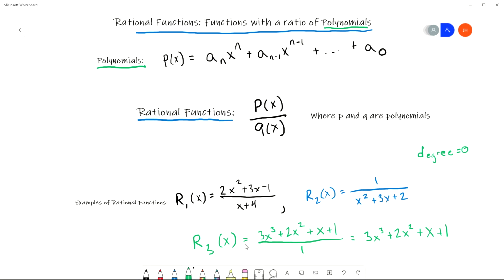And my third example that I want to give you guys, this one here, 3x cubed plus 2x squared plus x plus 1 all over 1. So in fact, just like with rational numbers, a rational function could just be over the constant 1, which would essentially translate into this polynomial, 3x cubed plus 2x squared plus x plus 1. Essentially, what does that mean? It means that rational functions are very similar to polynomials, okay? In fact, even polynomials are technically rational functions. Any polynomial that we've been working with so far is technically a rational function.